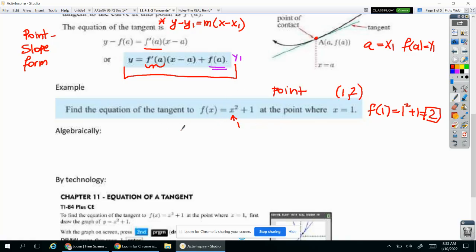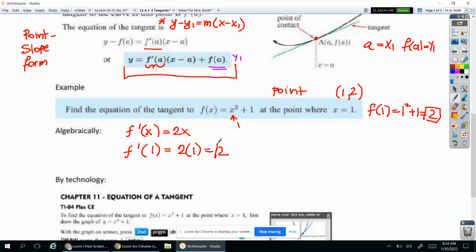Now, how do you find the derivative? How do you find the slope? Well, let's just take the derivative. So f prime of x equals derivative of x squared is 2x, and then plus 1, derivative of 1 is 0. So this is our derivative. Now we're going to evaluate it at x equals 1. So we're going to plug in 1. So 2 times 1 is 2.